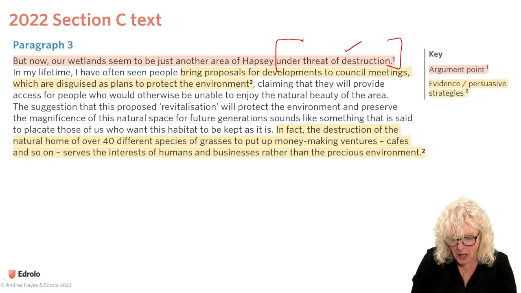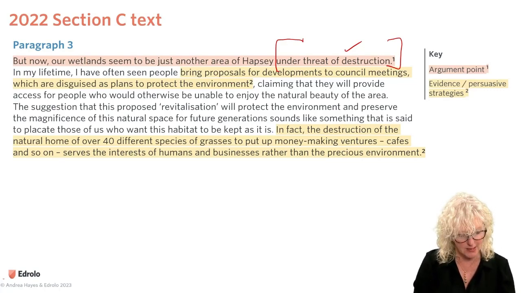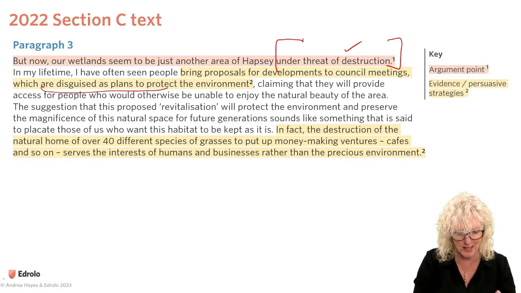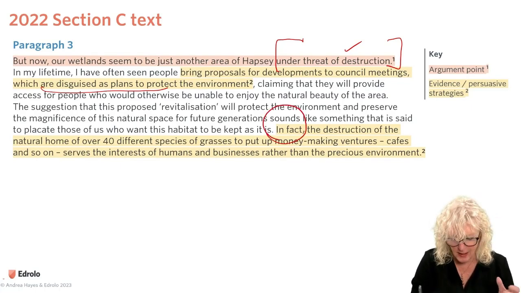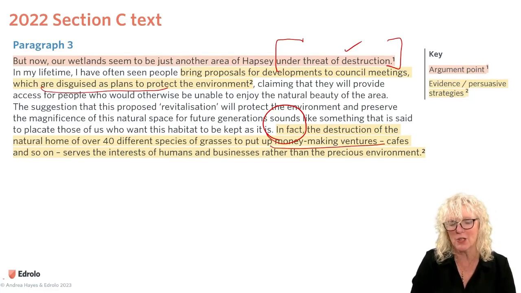So Tanley, the writer, talks about experience of people bringing proposals for developments to council meetings disguised as plans to protect the environment. She's causing doubt. She's asking a question, and she's using not too subtle sort of persuasive denigration there. And then further down here, in fact, so here we have facts. Destruction of natural home of over 40 species of grass to put up money-making ventures. So lots and lots of good persuasive language used here.